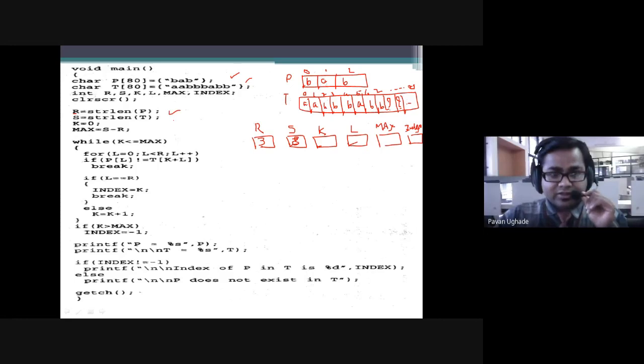K is initialized with 0, so put the value 0. Max equals S minus R. So can you tell me the max value? Max value, S minus R. 5. Very good. So this much is done.